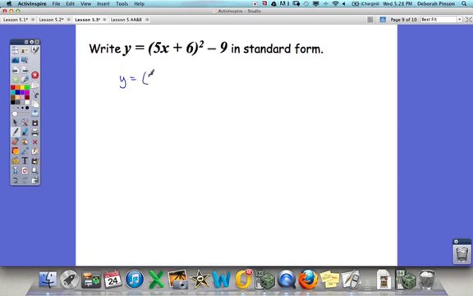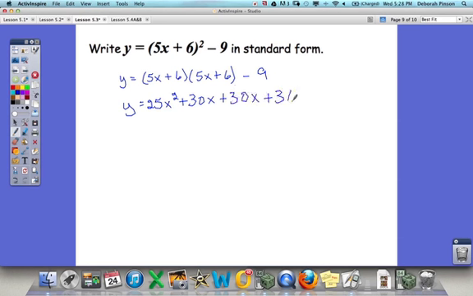Now, here's what we're going to go through and do. If I have 5x plus 6 squared, I'm just going to write it out twice, and then I'm going to FOIL, combine like terms, do all that fun stuff. So FOILing here, I have 25x squared plus 30x plus 30x plus 36, and then I've still got my minus 9, and I'll combine my like terms here. Okay, so 60x, and then I can combine these to get 27. So if you're writing it in standard form, you're really just multiplying everything out.